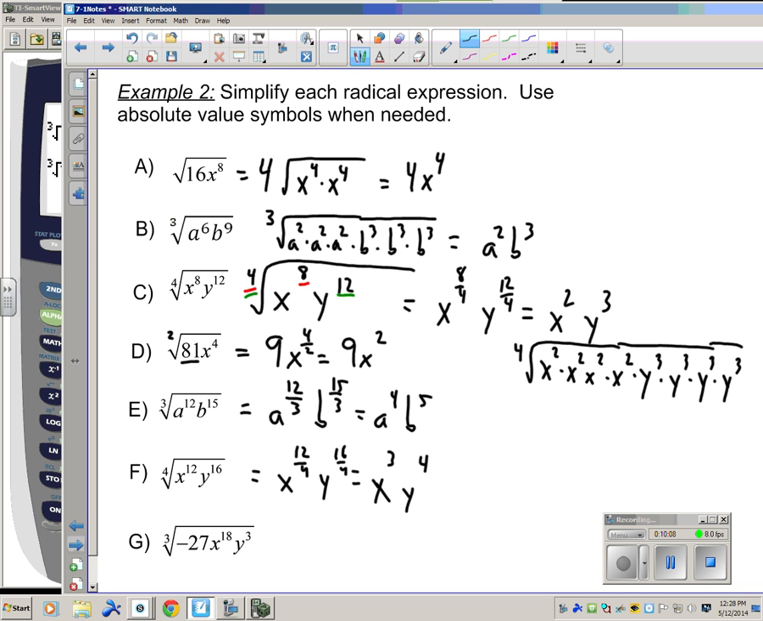And then my last one on this page, the third root of negative 27, you can do that on your calculator, and you get negative 3. Then I'm going to do x to the 18 over 3, and y to the third over 3. So I get negative 3, x to the 6, y to the first, or just y.